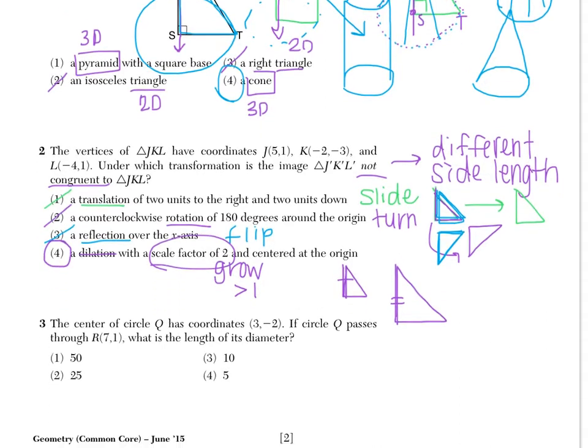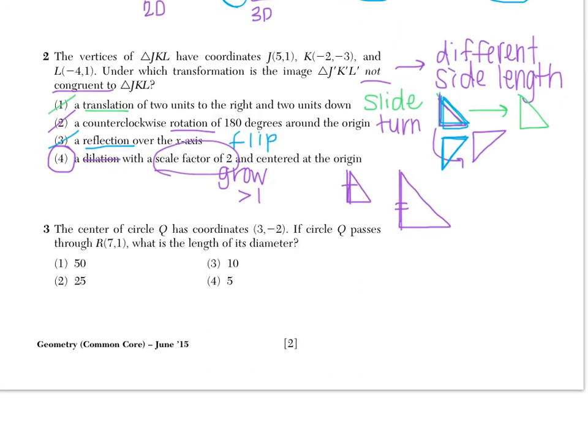Moving on to question 3. It says the center of a circle Q has coordinates of (3, -2). Now if you have graph paper, I would suggest that you plot these points as we read them. I'm just going to sketch my own graph off to the side here. So I have (3, -2), and that's point Q. And the circle Q passes through R at (7, 1). So I have 3, 4, 5, 6, 7, and up 1.